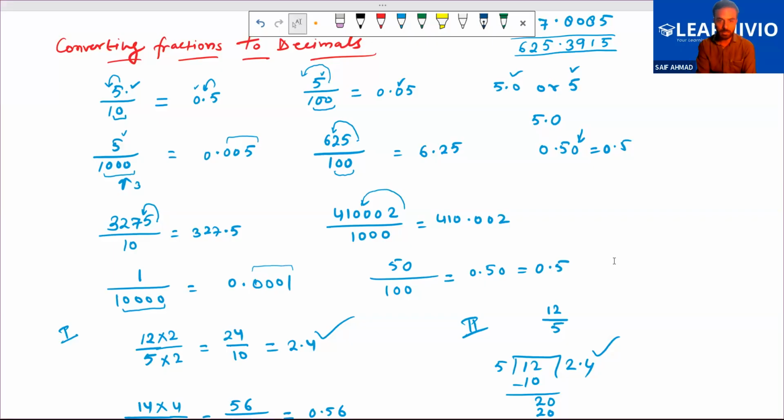In the next class, we start the chapter from your book. Integers, no? Which chapter are you doing in your school? Integers. Yes, we started integers. In the next class. But first, we clear your doubt.